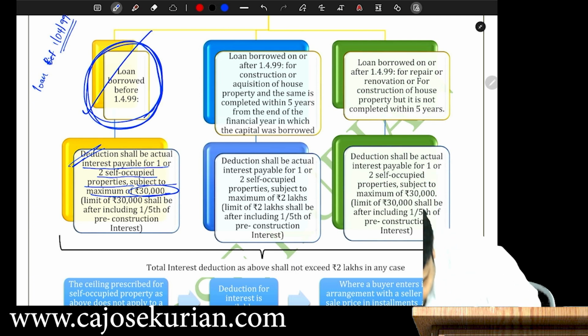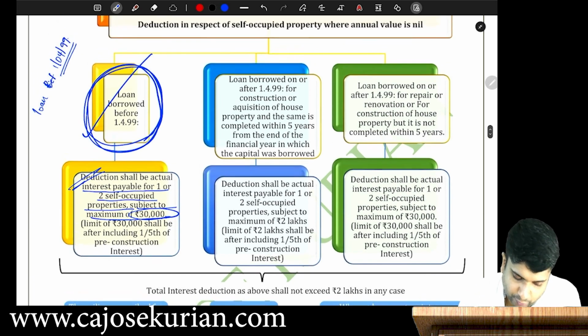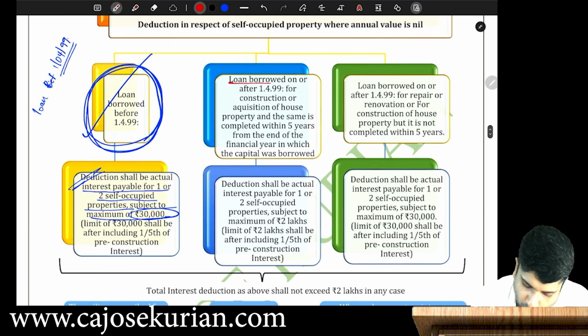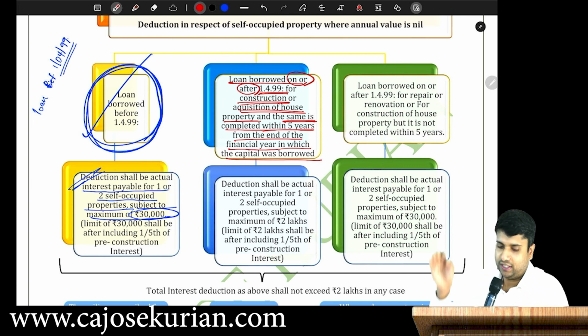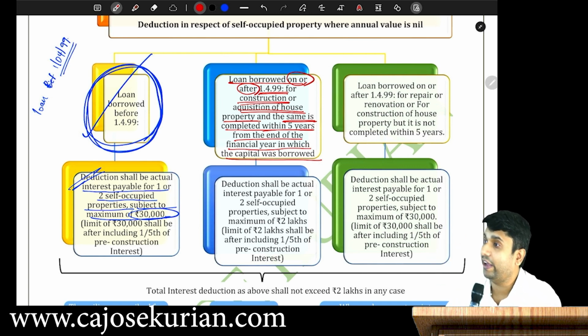That is the first box out of it. Now, what is the second box? Can you read the second one? Loan borrowed on or after 1st April 1999 for construction or acquisition of house property, and the same is completed within 5 years from the end of the financial year in which capital was borrowed. Listen, you have taken a loan on or after 1st April 1999. Say today.